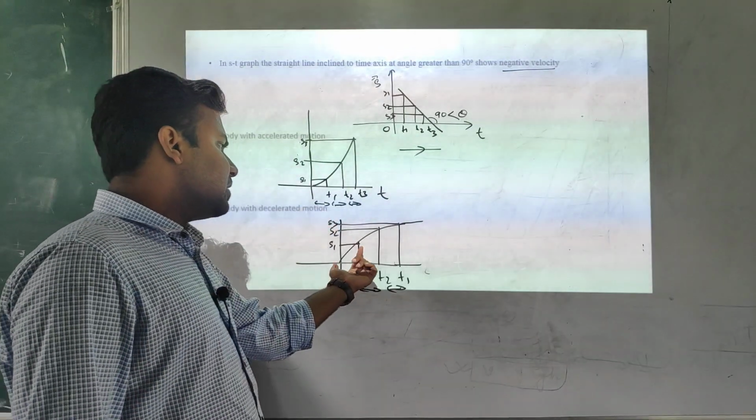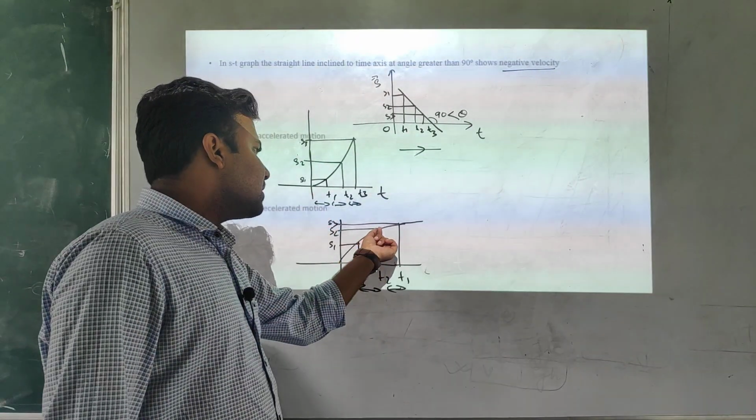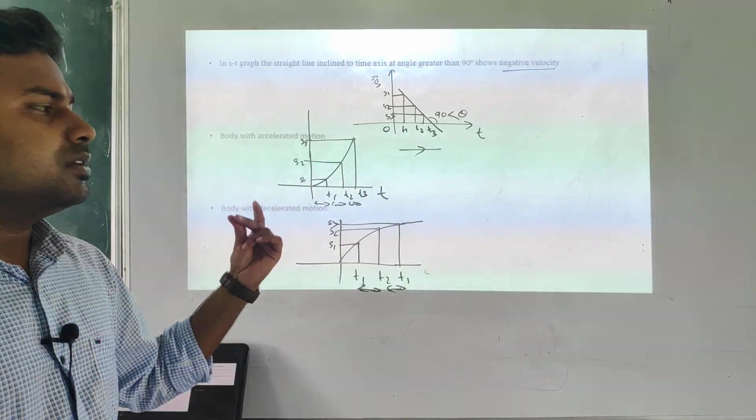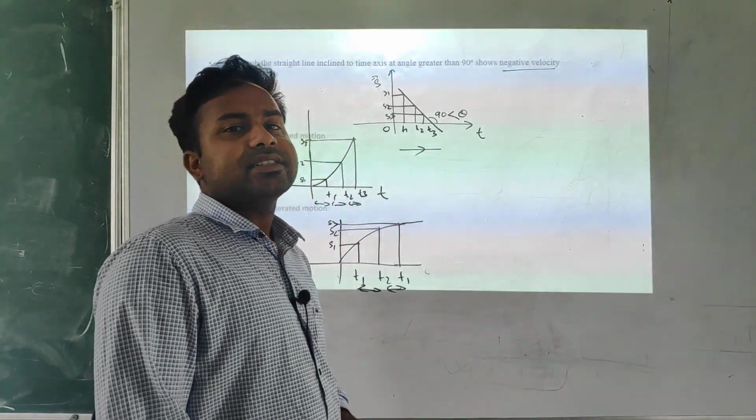So initially it's changing rapidly, but after that the displacement changes get slow. It means it's an example of decelerated motion.